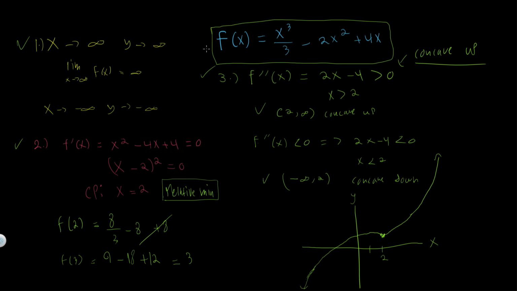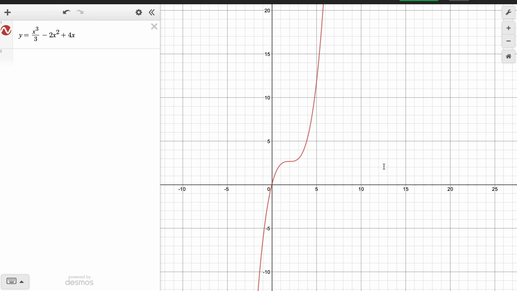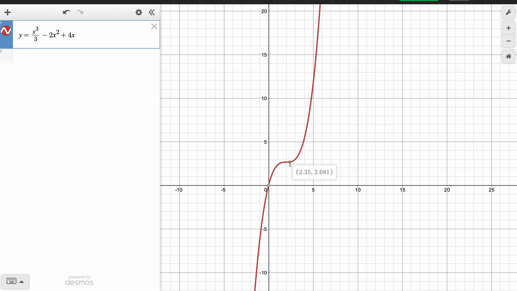Now let's check Desmos and see if we got a good approximation. And it looks like indeed we did. At x equals 2, we have our relative minimum, which is right here. Our concavity is concave down from negative infinity to 2, and at 2 it changes, it turns concave up. As x goes to infinity, y goes to infinity, and as x goes to negative infinity, y goes to negative infinity. So we are done.